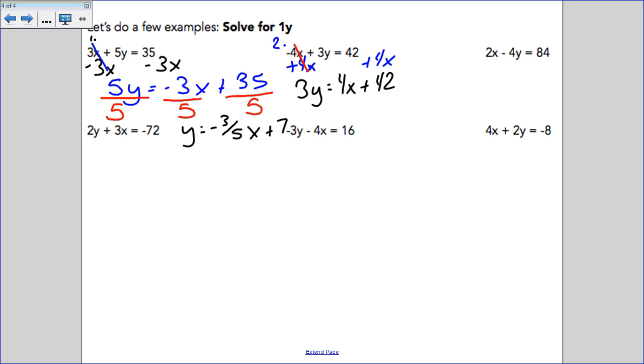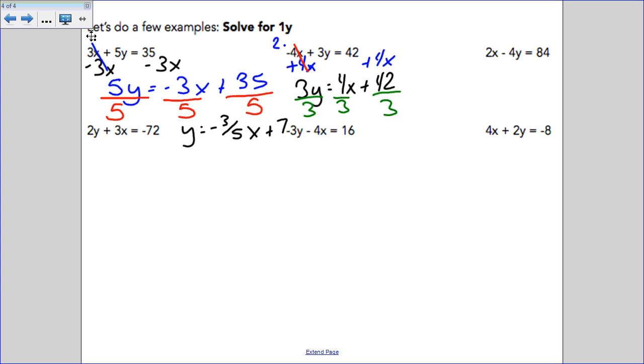What is my very last step? Good, you need to divide all parts of your equation by 3. Okay, how can I write my new equation? Go ahead and take a second to try to write it. What's it going to look like?